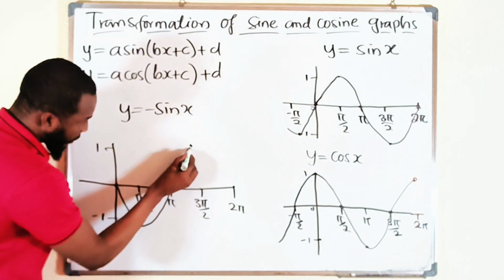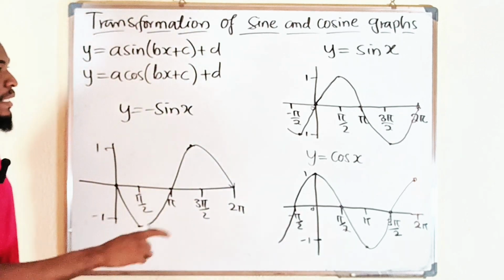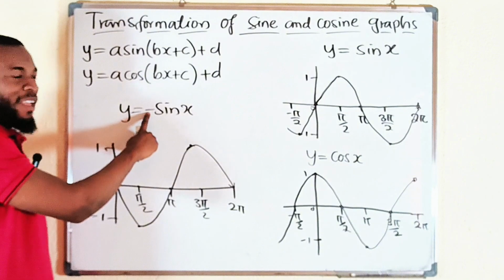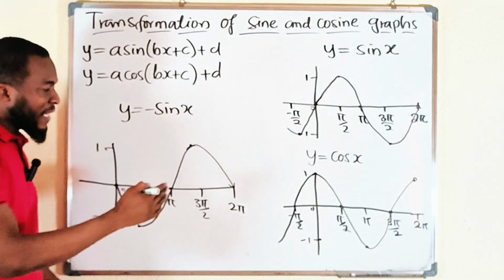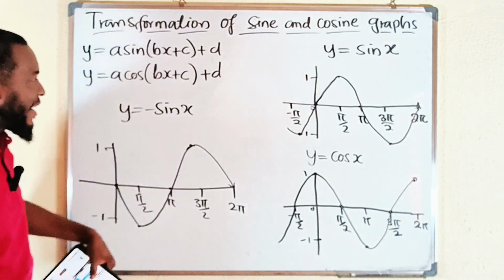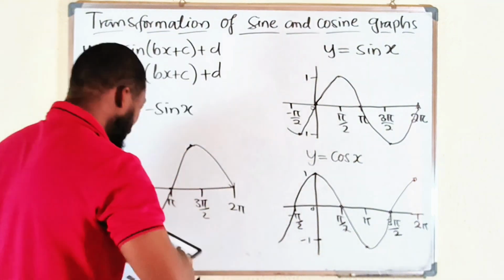You see that? This graph has now been reflected because of this negative sign. Assuming we have a number before the negative, maybe greater than 1, it is going to reflect and it's going to stretch the graph vertically again. Two things. So let's move to the next one.